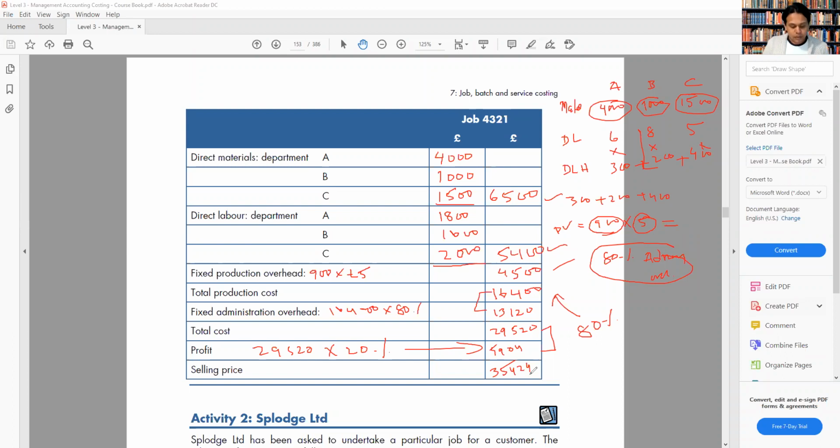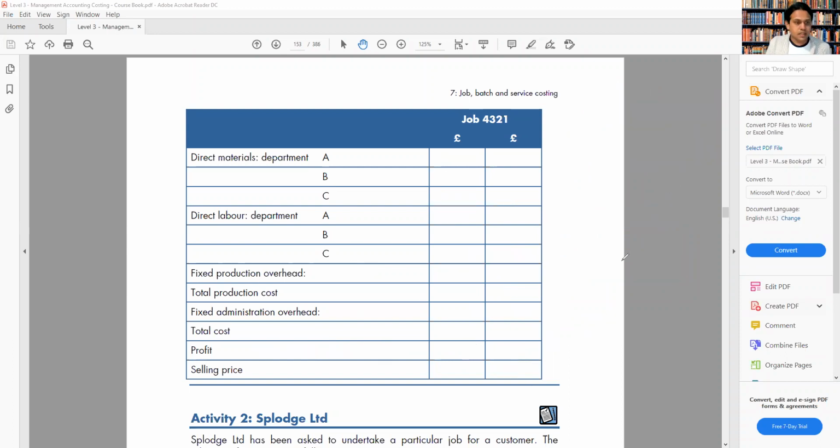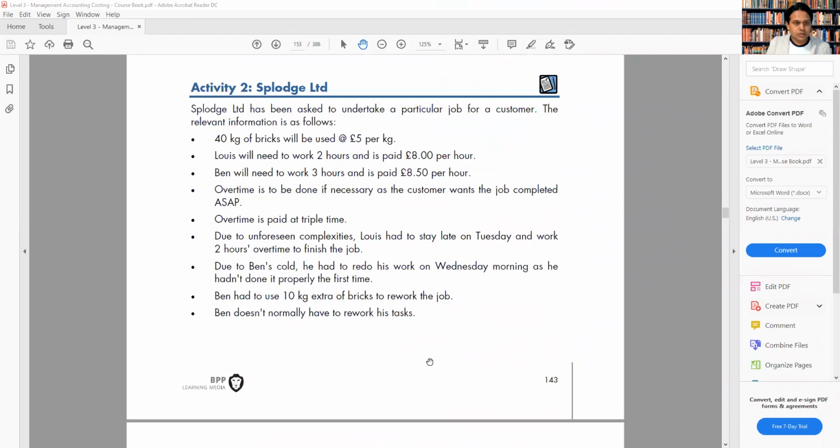All right, so before we move to the next question, any question from here? Very good up to here. So let's move on then. Very well done. So let's move to our next question, that is activity 2, and it says S Limited. Let's try to do this question.